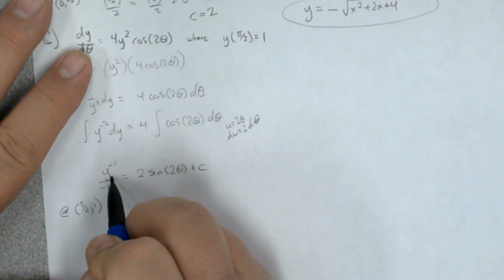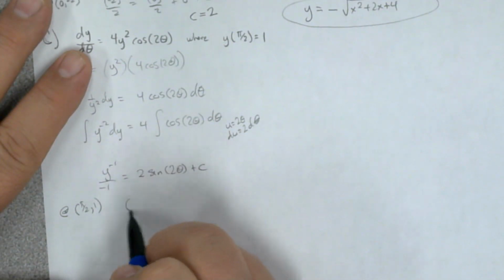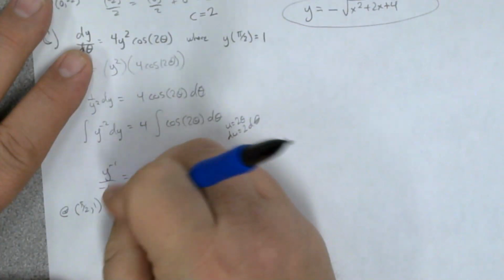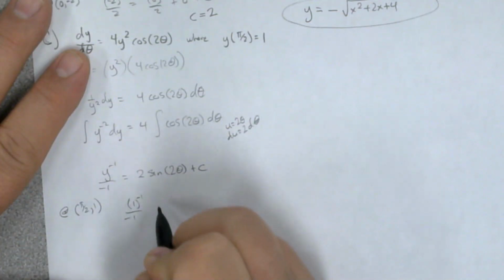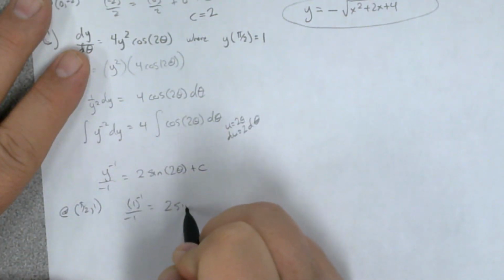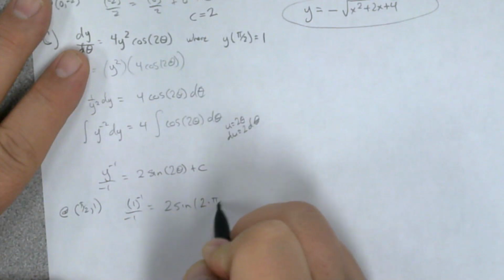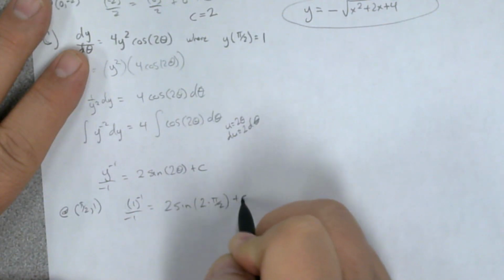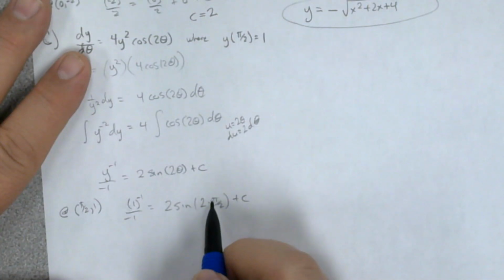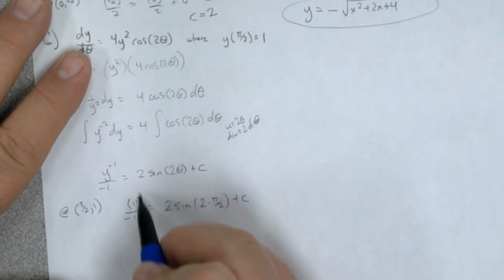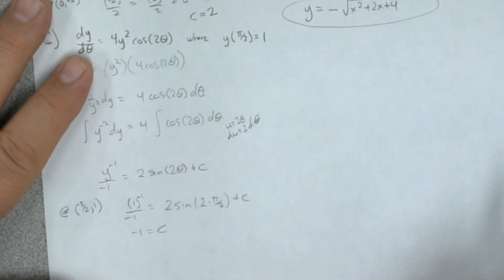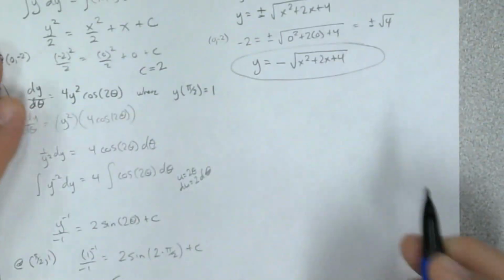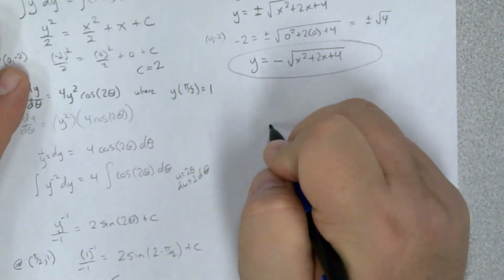This right here is going to be a 1 to the negative 1 over negative 1. This is 2 times the sine of 2 times pi over 2 plus a constant. This is just pi, the sine of which is 0. This over here is negative 1, so c is negative 1. And when I know that, I can come over here and plug that stuff in where I was.